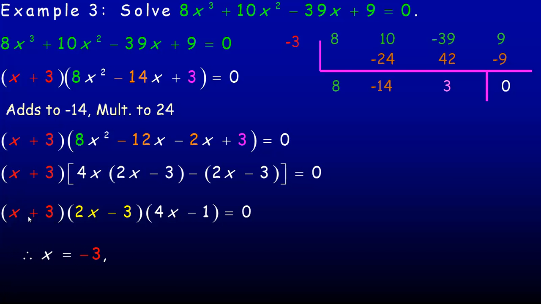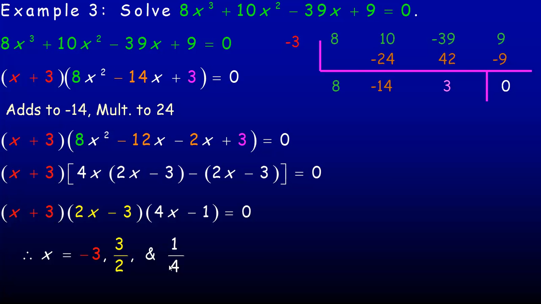And so negative 3 from this one. When we set 2x minus 3 equal to 0, bring the 3 over, it'll be positive, divide out the 2, we get 3 halves. And the last one, bring the 1 over, divide out the 4, and we get a quarter. Now, we could stop there and say those are our three solutions.